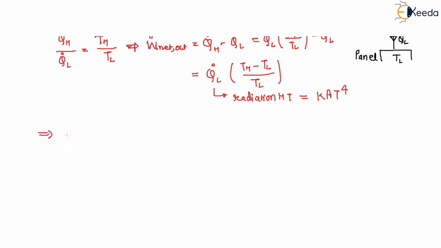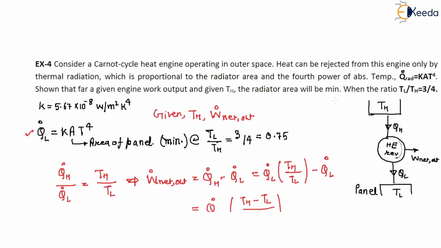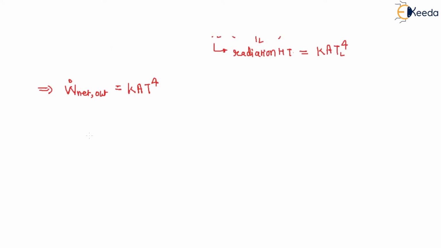this is your W net out. What is that? K A T power 4, and this is the lower temperature, TL. This is QL, and QL is on TL. So this is TL into TH minus TL by TL. So what is the area A?